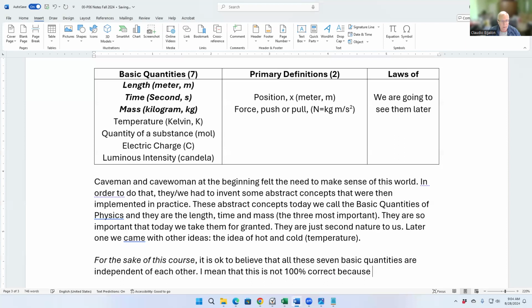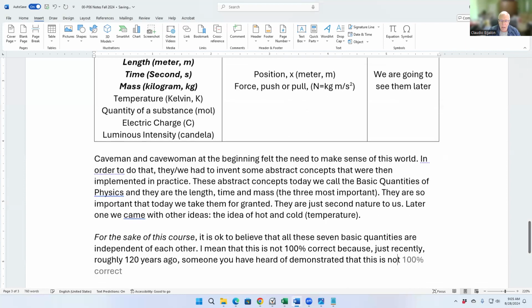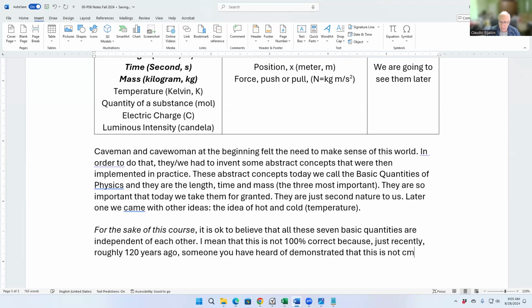Because just recently, I mean roughly 120 years ago, someone you have heard of demonstrated that this is not completely true. And his name is Albert Einstein.